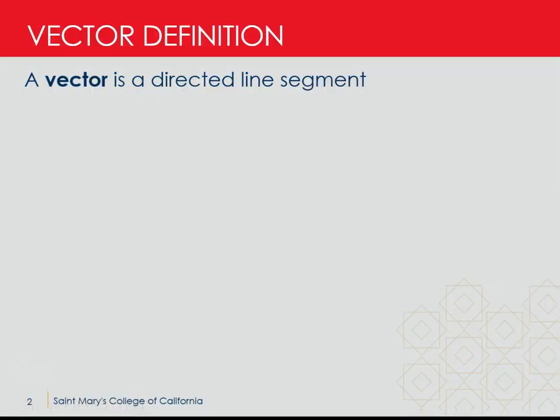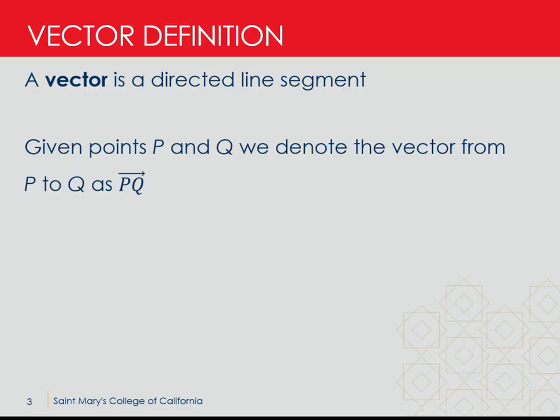Okay, so very first, our definition. A vector is simply a directed line segment. It has to have a direction and a place, and that's about it, really. Here we have 2 points in space, wherever they might be, again 2D or 3D. We can denote the vector from P to Q as PQ, and you'll see we have this arrow over the top. That'll indicate to us that we're talking about a vector.